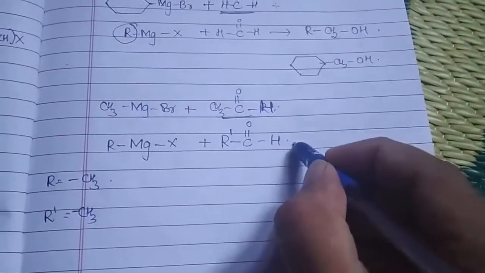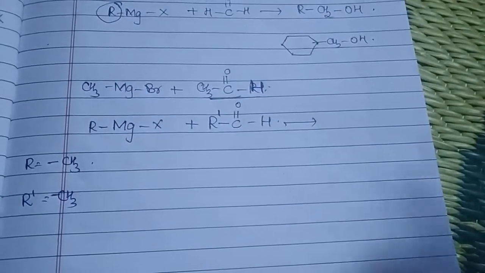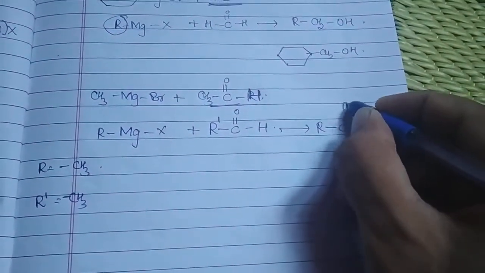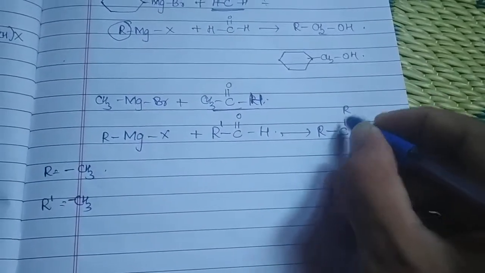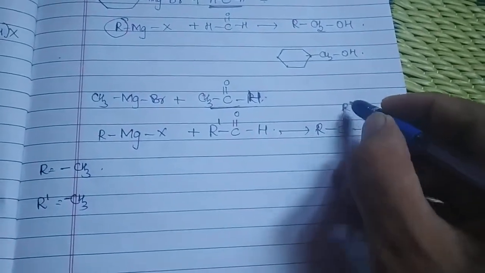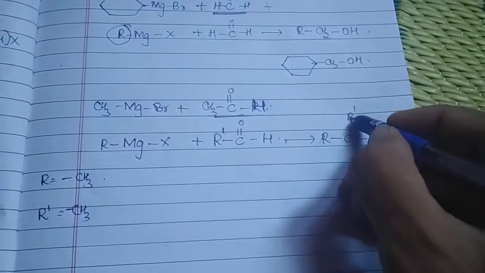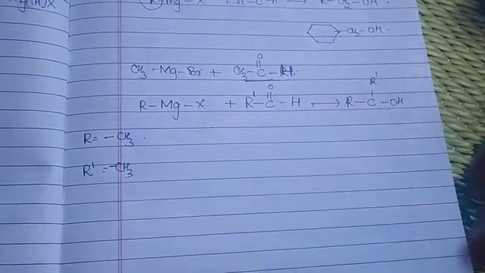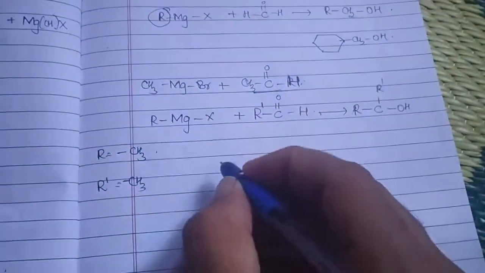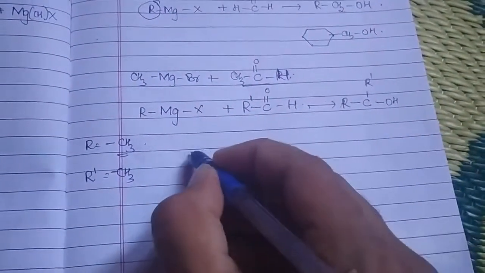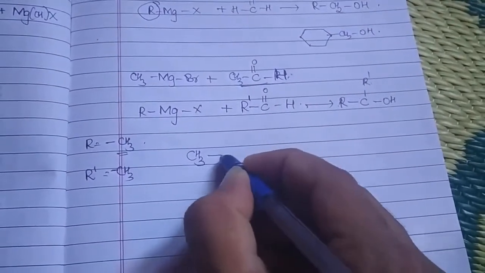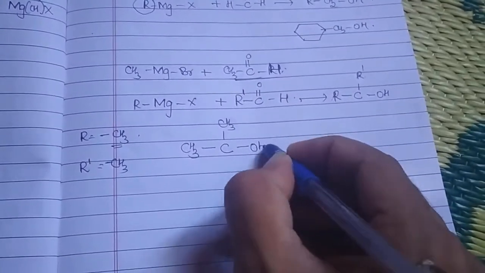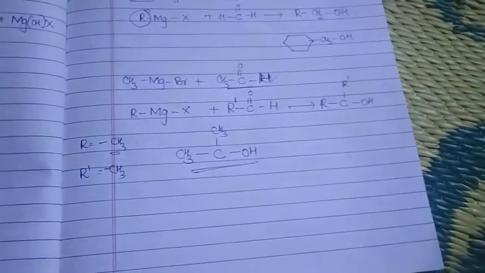So of course I know I should get a secondary alcohol. How will your secondary alcohol look? The C which is attached to the OH should be further attached to two other R groups, R and R dash, or you can take R dash and R. It is your wish. So in this case, how should I get my final product? One is my CH3 attached to C, and another group is also CH3, and an OH. So this will be my product.